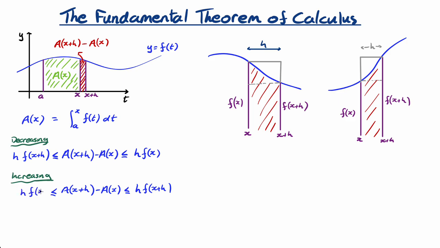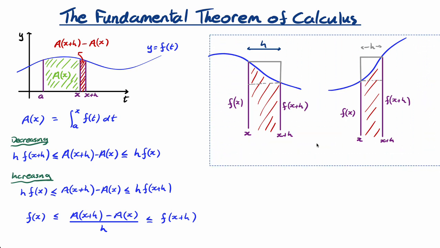Okay, now if I divide everything by h, now h is a positive number because it's just this distance here, I can do this without messing up the inequality. So I'm just going to divide everything by h. I get f of x is less than or equal to A of x plus h minus A of x all over h, and I'm dividing this by h too, so this is f of x plus h. So I've basically divided everything by h.